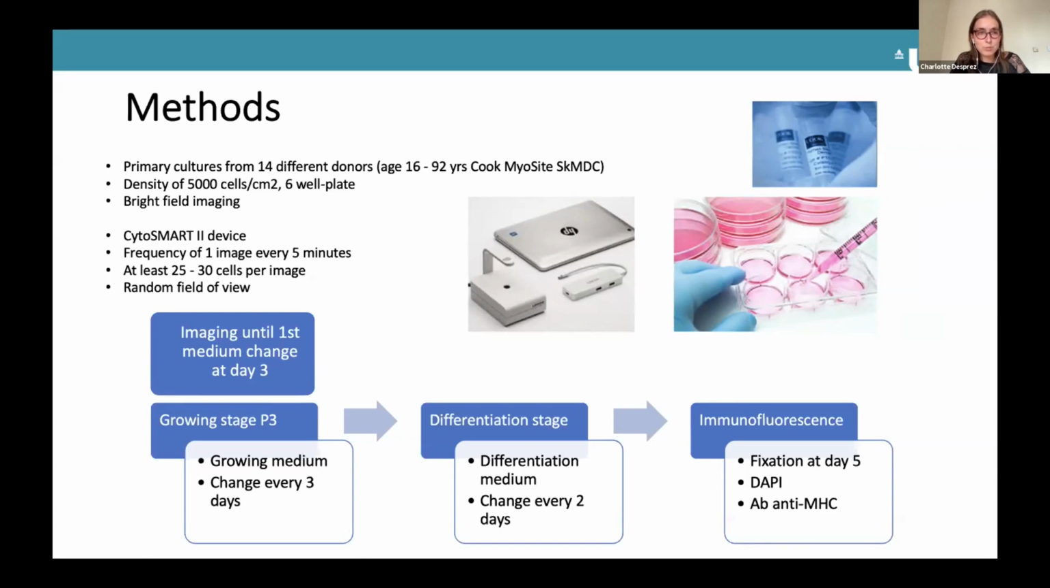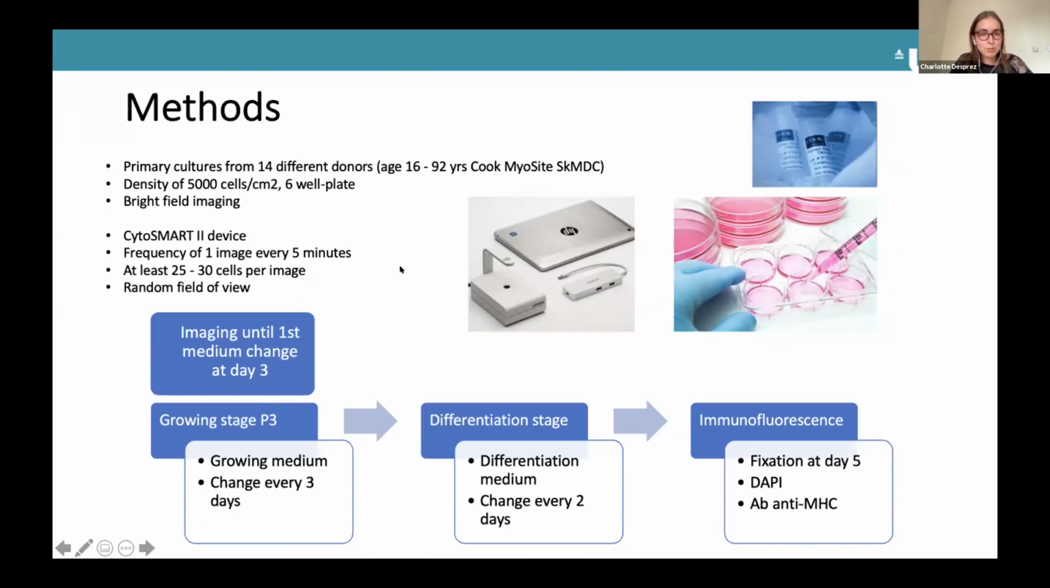And we used only bright field imaging, as we wanted to be as non-invasive as possible. For this experiment, we used the CytoSMART Lux2 device that was placed directly in the incubator, and we imaged our cells during 3 days with a high frequency of 1 image every 5 minutes. We took the area at the center of the well with at least 25 to 30 cells per image.